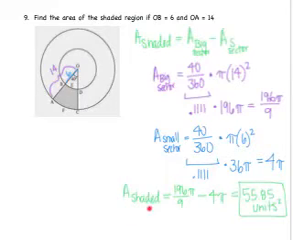So what is the area of the shaded region? It is going to be 196 pi over 9 minus 4 pi, and I typed that into my calculator, and I got 55.85 units squared.